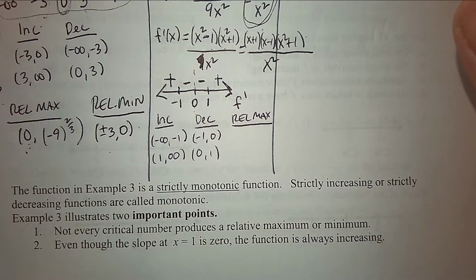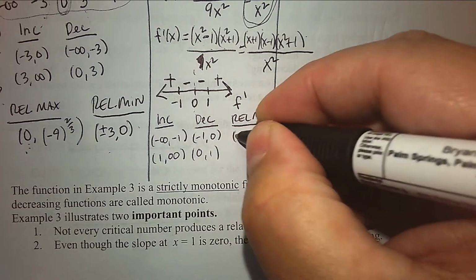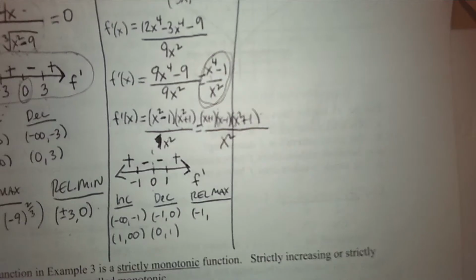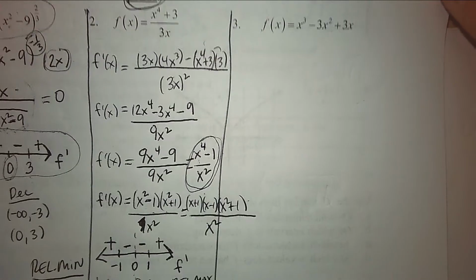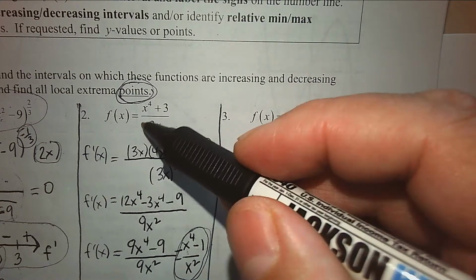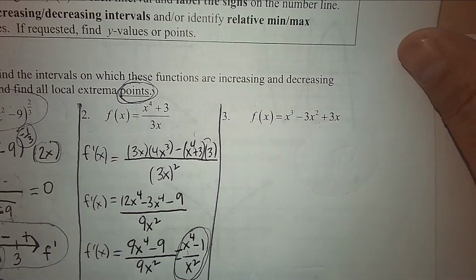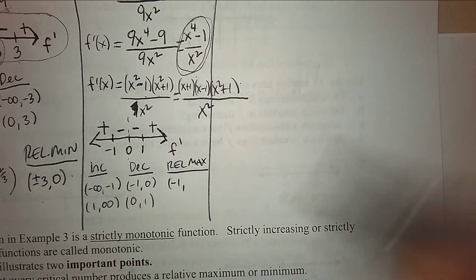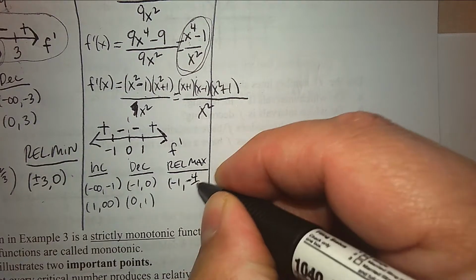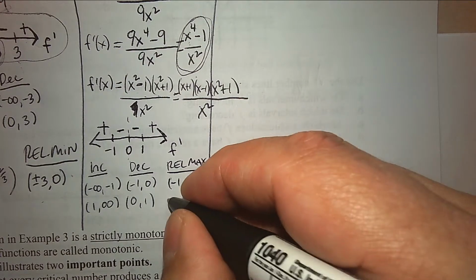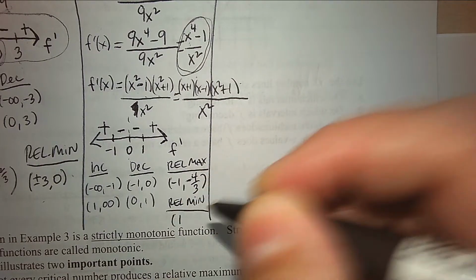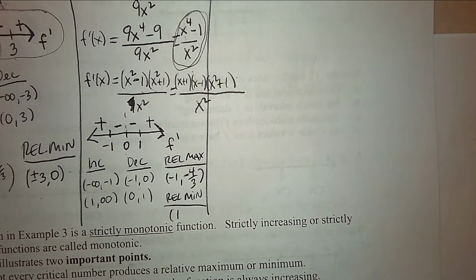Where is there a relative max? When it goes from positive to negative. So at what number? Negative 1. Go way back to the beginning. Plug in negative 1 and tell me the answer. Negative 1 to the 4th plus 3 divided by negative 3. Beautiful. Negative 4 over 3. Where is there a relative minimum? 1 and positive 4 over 3, right?